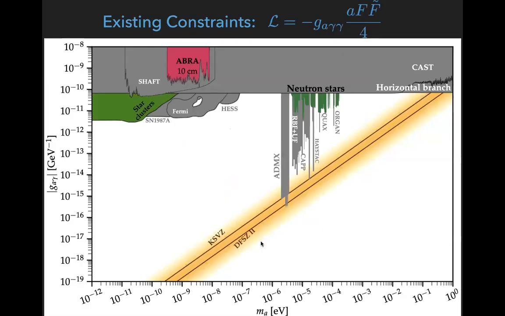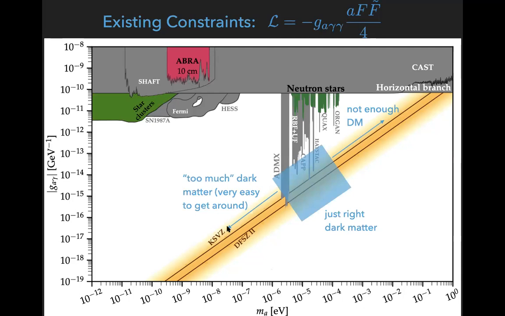Okay, so with that said, this is the space that we're going to live in throughout the rest of this talk. So here is the axion-photon coupling on the y-axis as a function of the axion mass on the x-axis. So this is the operator which couples the axion to electromagnetism. For the QCD axion, G gamma gamma is proportional to the mass. So up to model dependence, for the QCD axion, you expect to live within this gold band.